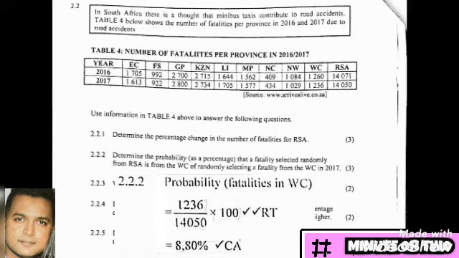So it's 1236, and we put it over the total of the amount that we are speaking about. So if we are looking at Western Cape, the grand total would be the Republic of South Africa. So it will be 1236 divided by the total in the 2017 year for RSA, which is 14,050. Now, one of the things that was mentioned in the question is that it must be a percentage probability. So therefore, it must be times 100. And when we multiply through, our answer will be 8,8%.